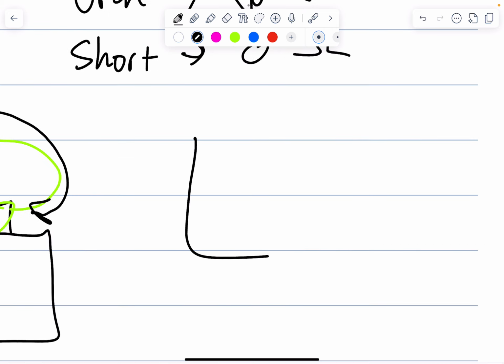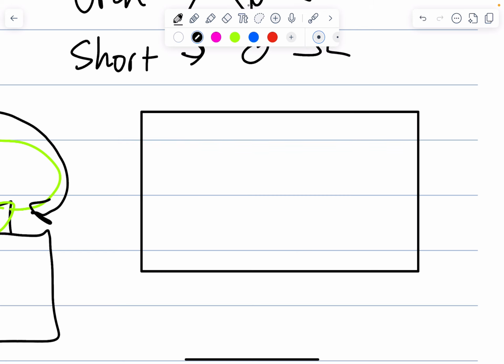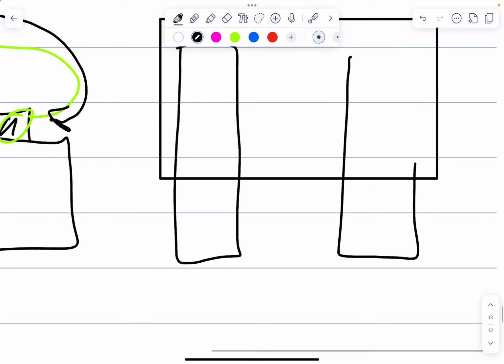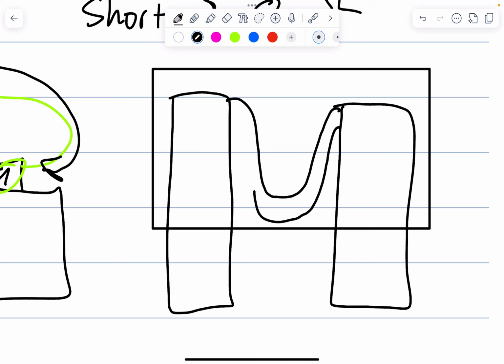Let's just talk about that for a second, right? A fuse is literally, if you take out your fuse, I guarantee it's gonna look something like this, right? And then in the middle, it's gonna look something like this, right?